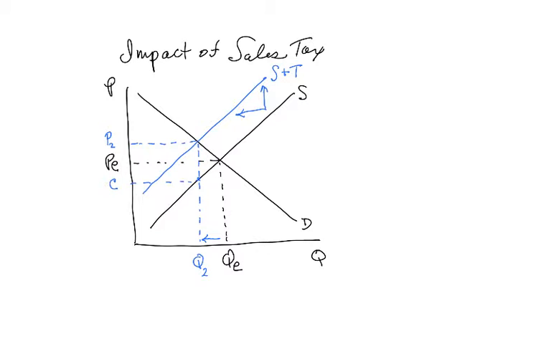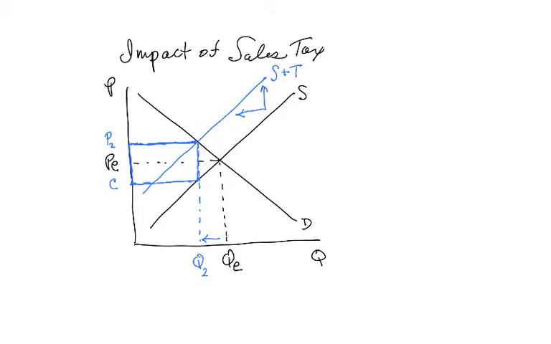So the first thing we see is a new equilibrium emerges at quantity Q2. The sales tax has clearly caused less quantity to be consumed at equilibrium. And those who are buying the product are paying a higher price, P2, and the companies who are selling this product receive a lower amount, which I've labeled C. The difference is the tax going to the government.